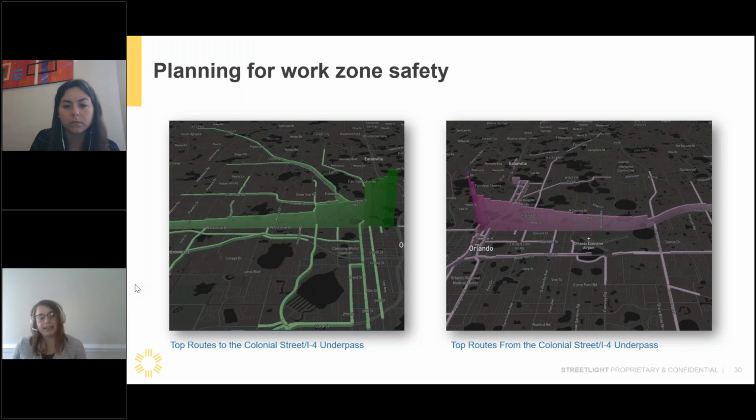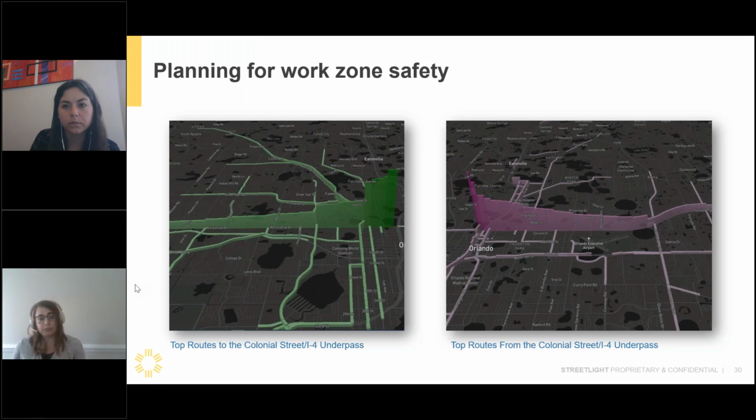And what we can see is that while a lot of the trips are on Colonial Street, there are some other routes where we could possibly plan for detours that already have existing traffic and limit the number of detours that are maybe on local roads or residential streets, which could cause safety issues with those who are living there, and because these roadways aren't prepared for the amount of traffic that might be displaced onto them.